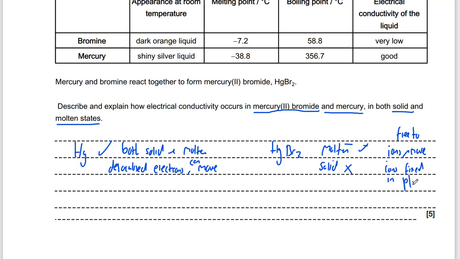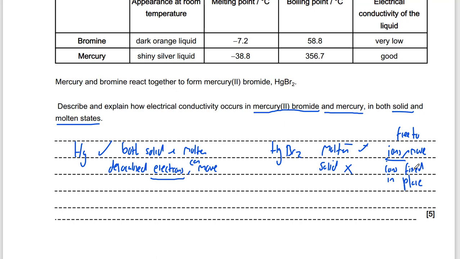Ions free to move, and in a solid, ions fixed in place, i.e. cannot move. Notice the difference in the wording though, because in mercury, it's electrons that move, and in HgBr2, it's ions that move. This is a key part of your answer. You cannot afford to get these words confused. If you do, you're throwing marks away, because you cannot say delocalized ions for mercury, and you can also not say delocalized electrons for mercury bromide. Be very, very specific.